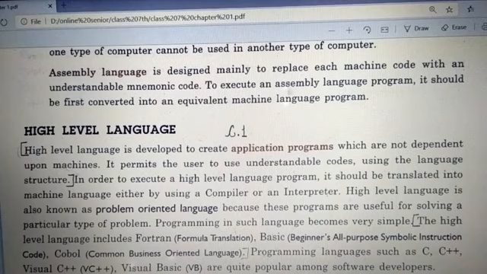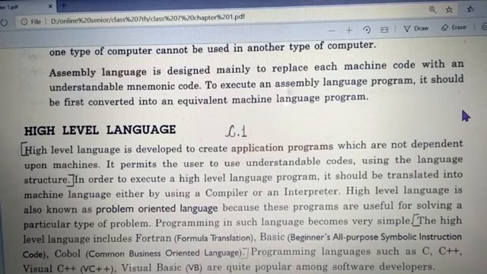And children, these languages are not dependent upon machines, and they permit the user to use understandable codes, meaning you can understand them properly. You won't have to go to machine language and write that code. And these languages have a proper structure; they are written in an order.